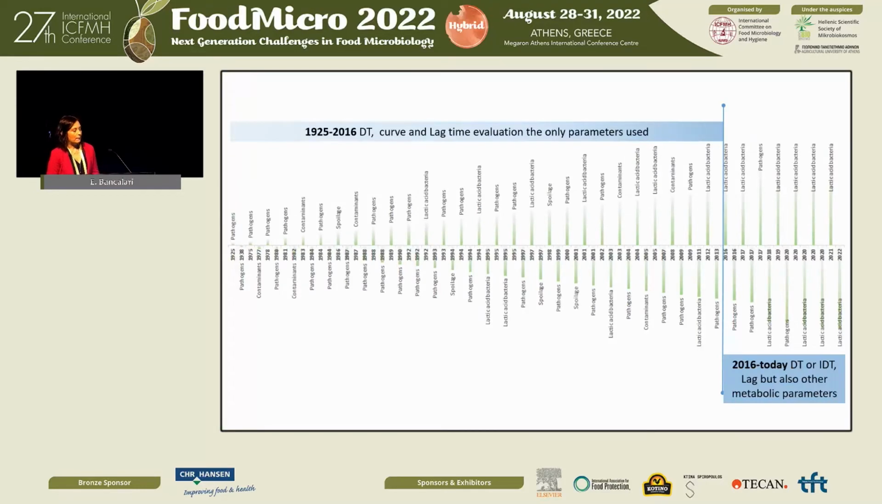So, for years, scientists have limited the application of this technique to the study of the first part of the data set, and thus the first part of the curve, by analyzing the detection time, as we have already seen, and the lag phase.